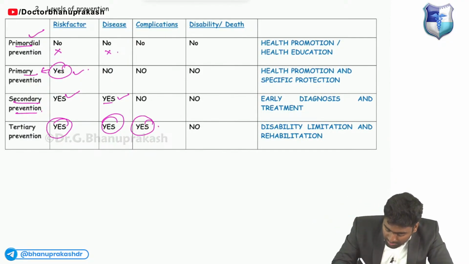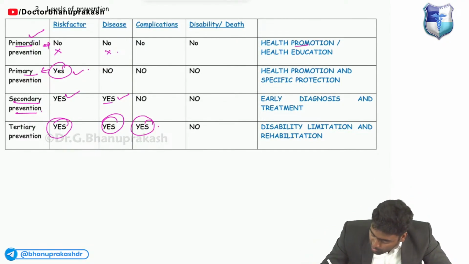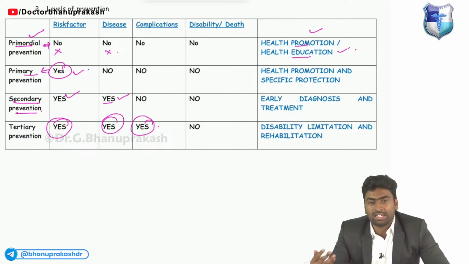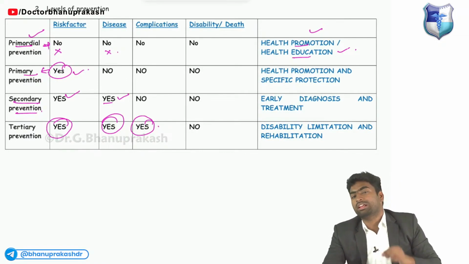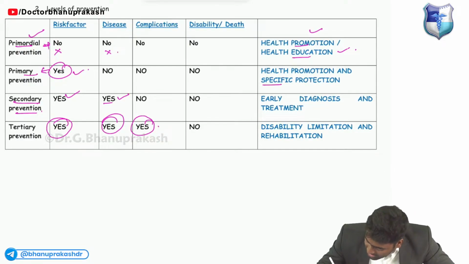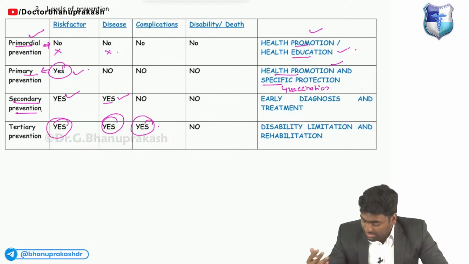So in the case of primary prevention, how will you do prevention? You will tell them, we will do health promotion and health education. Whereas in primary prevention, like when diseases do exist, for example vaccination, there is a risk. That's why we are doing the vaccination. So specific protection like vaccination. And here also, health promotion like hand washing because of the presence of a risk factor.